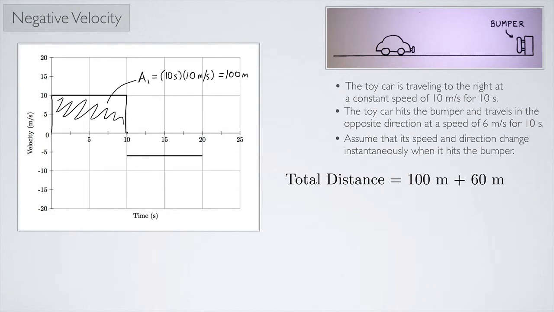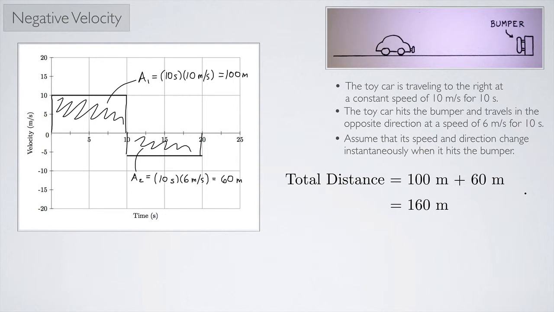Then this area right here, which is this rectangle right here, I'll call that area A2. Well, A2 in this case would be 10 seconds times 6, so that would be 6 meters per second. And that gives me my 60 meters. And so when I want the total distance traveled, what I'm doing is I'm adding up to get 160 meters. This includes the backtracking. This is just the distance that the little toy car traveled.